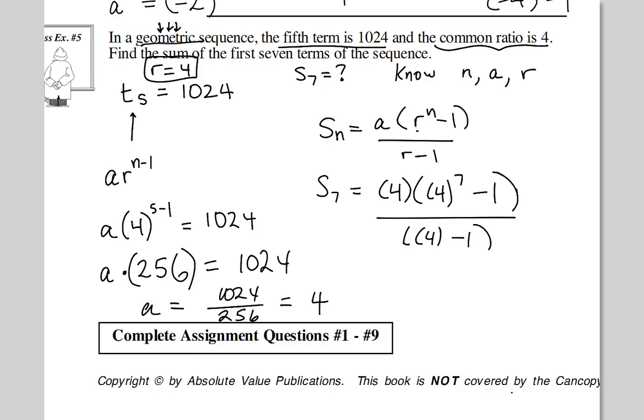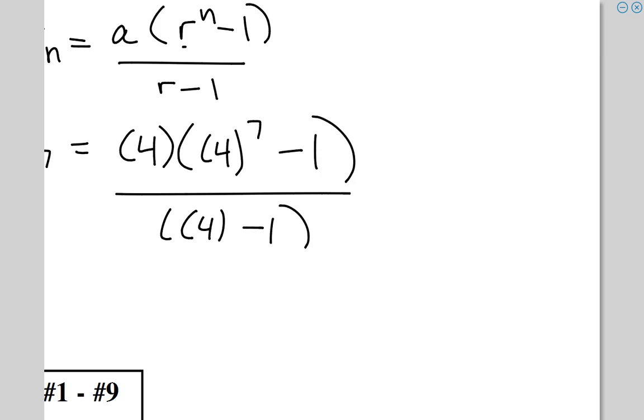and I was just trying to be careful. Maybe I don't have a Texas Instruments on the day of the test. What would I do? Well, I would just follow order of operations. So what do I do first here? Get this done first because it's in this bracket, right? So 4 to the power 7. I got a big number, and then subtract 1. So 16,383.